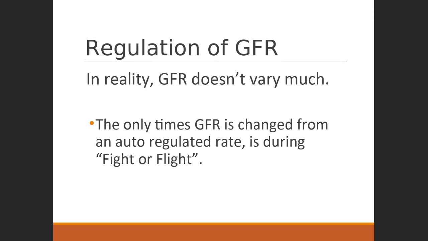The only time we get a change in GFR is going to be during times of fight or flight. When the sympathetic nervous system takes over, we actually see a stoppage of blood going to the glomerulus. And of course, if we can't get blood to the glomerulus, we can't filter the blood. Therefore, we stop urine production.